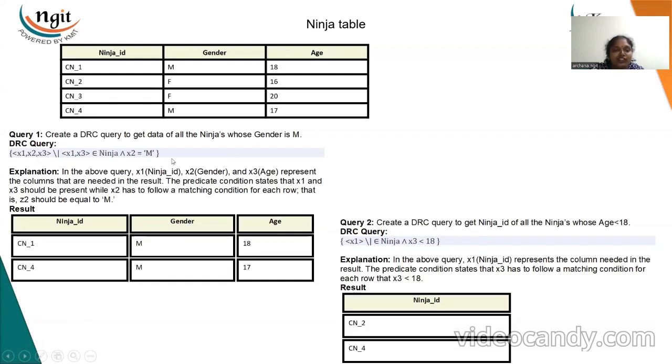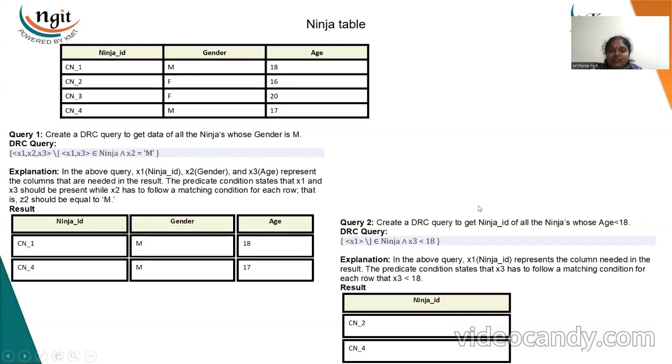Now I wanted to retrieve the ninja ID and then age based upon the gender. So x1 and x3 are going to be taken as ninja ID and then gender. Once after performing this particular query, we will be able to retrieve only the male related ninjas' information. So we have CN1 and then CN4 with age 18 and then 17. So we will be writing the query in this manner instead of specifying the tuple records there.